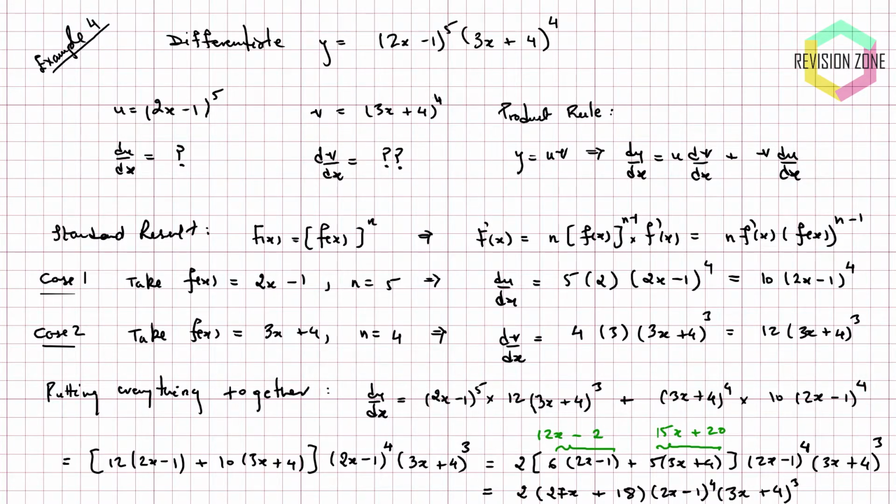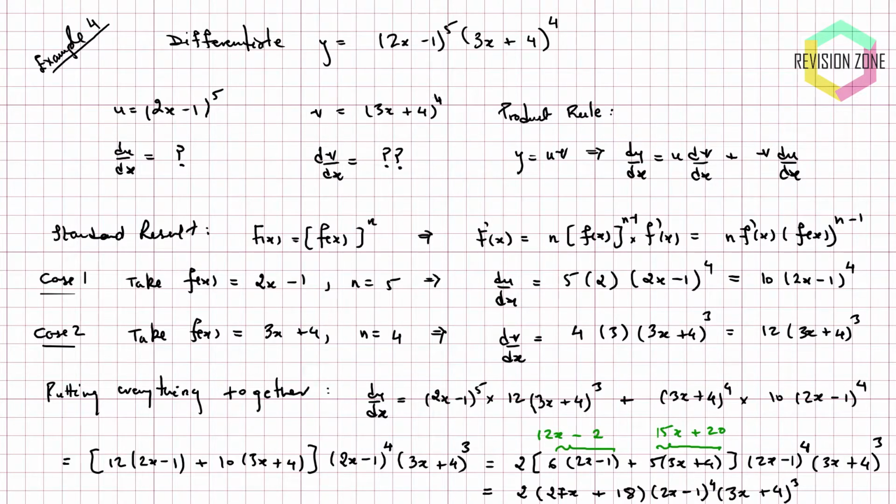So we've got a 3x plus 4 to some power here and a 3x plus 4 to some power here. And then we've got a 2x minus 1 to some power here, and a 2x minus 1 to some power here. So we can actually factorize a 2x minus 1 to some power and a 3x plus 4 to some power. And once we've done that, we find that we get left with a factor of 2x minus 1 on the left and a factor of 3x plus 4 on the right, okay?